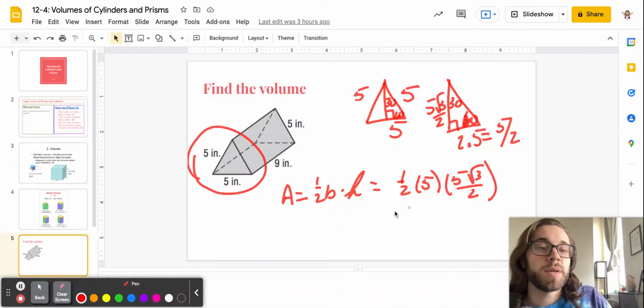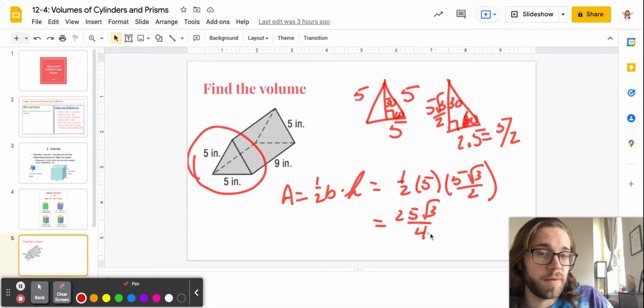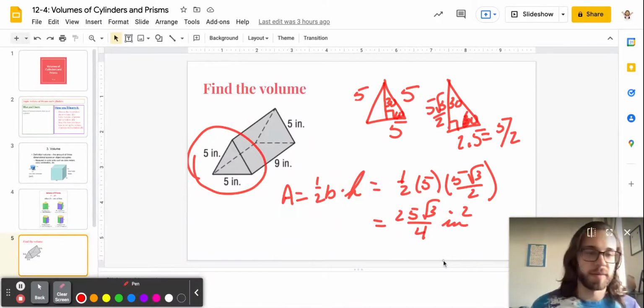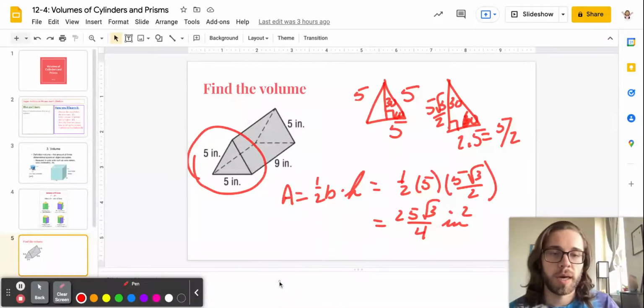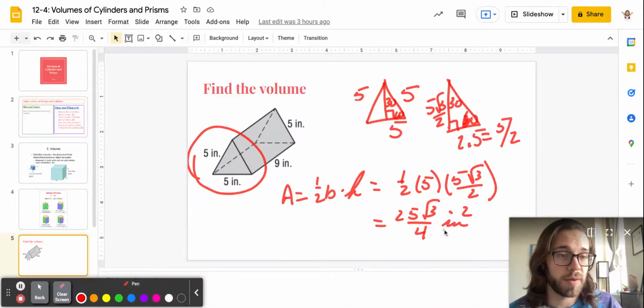Anyway, when you do that out, you would get 25 root 3 over 4 inches squared. If you ever see me look over, I'm just looking at my calculator to make sure I don't accidentally make a mistake. We can just leave it like that. You'll notice I've only done the area so far, so right now my unit is inches squared.